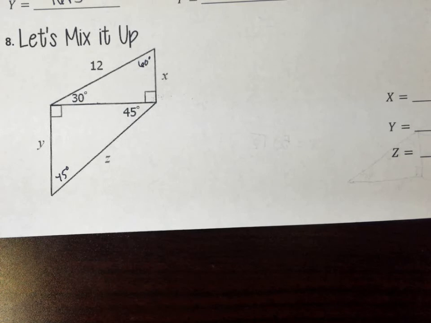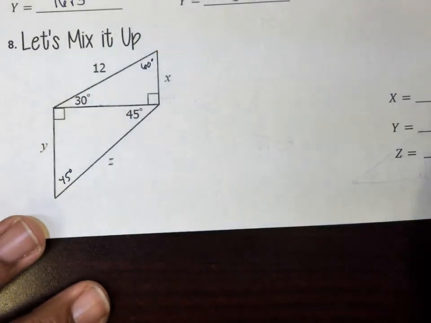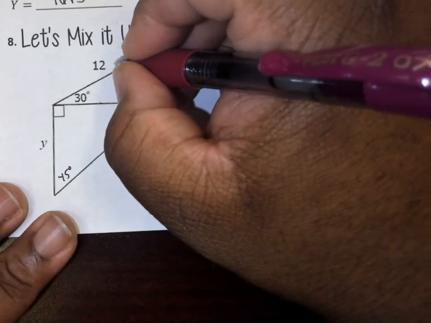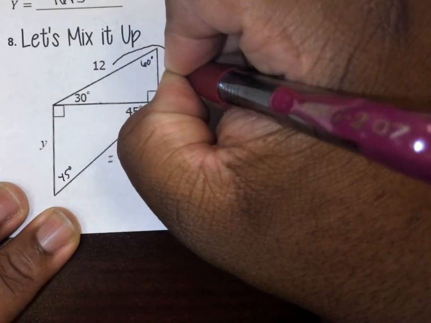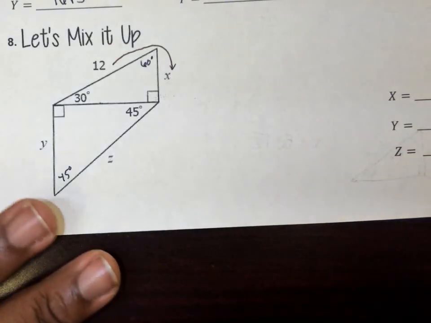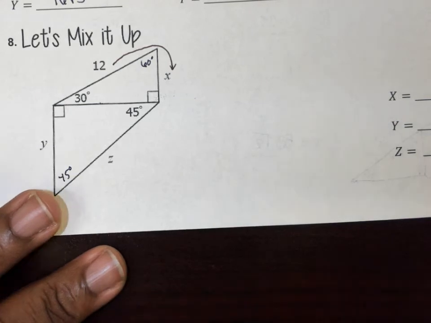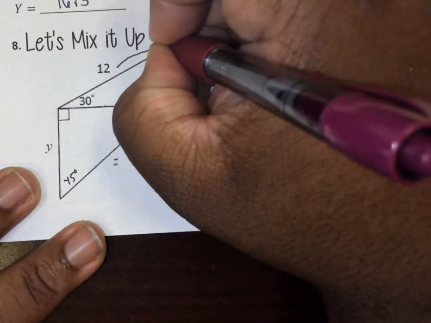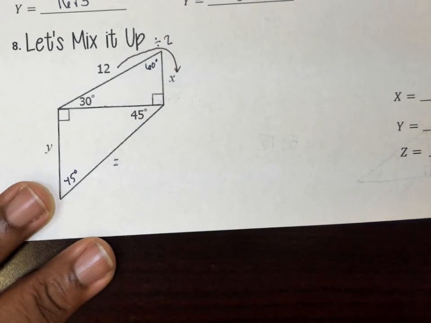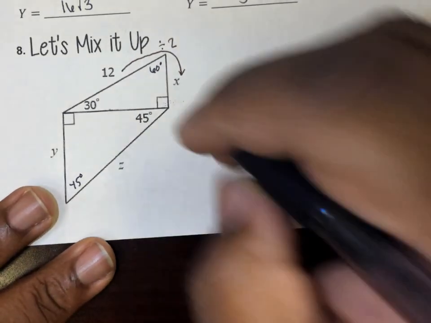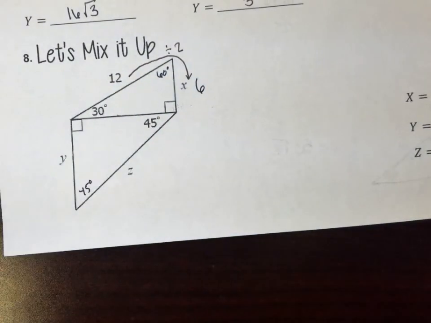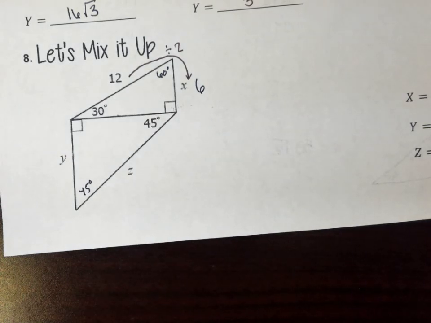So they give me the hypotenuse on the 30, 60, 90 one. X is on my short leg of the 30, 60, 90 triangle. So I want to find my short leg, and they gave me my hypotenuse. What should I do? Divide by 2. This is a good start. What's the value of X? 6.